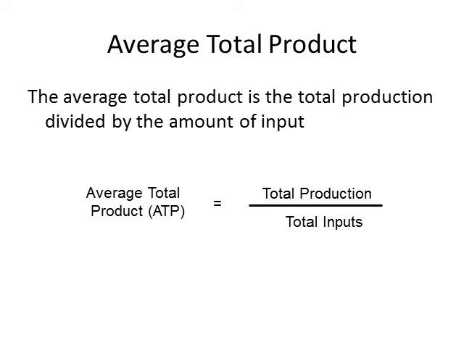As you may remember, Boris and Colleen are allowed to vary the amount of labor, so the total inputs will be the amount of labor they employ.